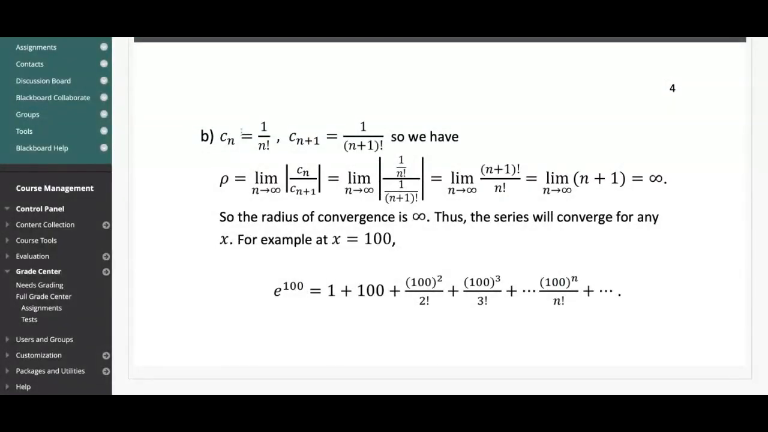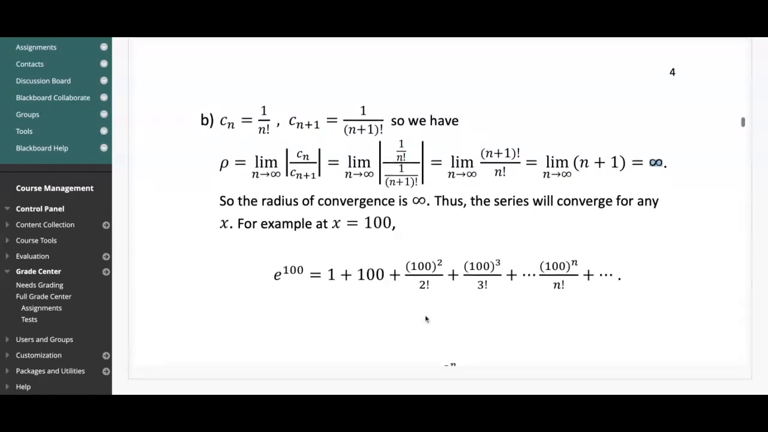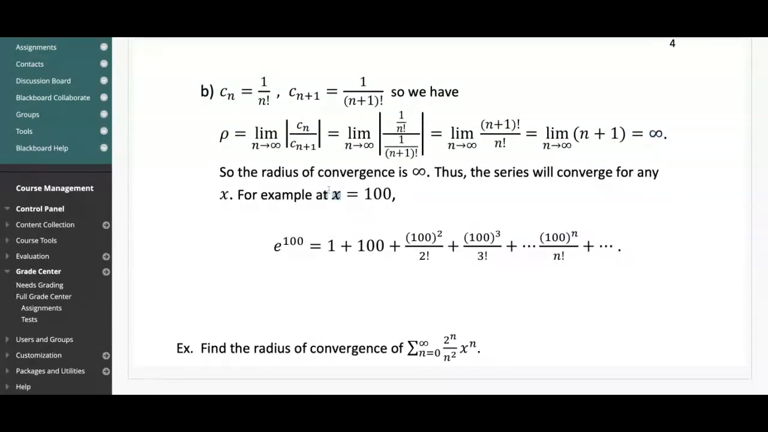Let's see this one. Cn equals 1 over n factorial. Cn plus 1 equals 1 over n plus 1 factorial. We're trying to find the radius of convergence. The nth term divided by the n plus 1th term. So that's 1 over n factorial divided by 1 over n plus 1 factorial. That becomes n plus 1 factorial divided by n factorial, which is just n plus 1. Well, as n goes to infinity, n plus 1 goes to infinity. So the radius of convergence is infinity, which means it converges for all real numbers. So this just gives an example.